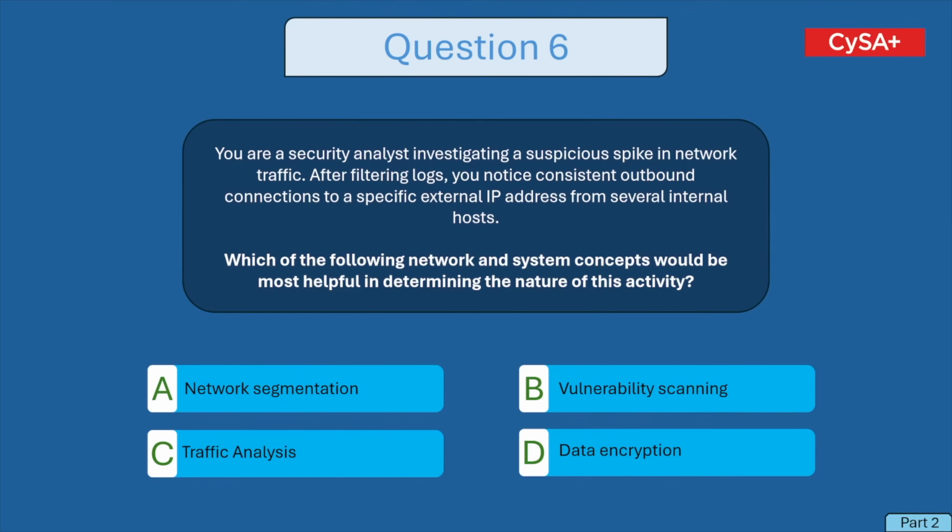Alright, so it's asking which option would be the best to help identify and figure out the nature of this activity. And the only one that really makes sense would be C, traffic analysis. It's the only way to figure out what's actually happening here. So pretty straightforward question, but I'm going to go with C.